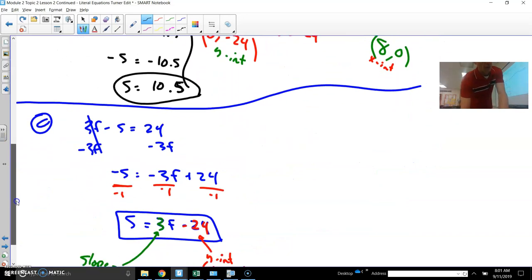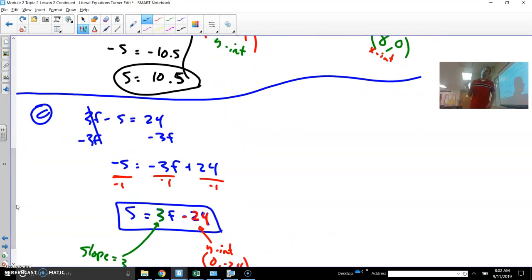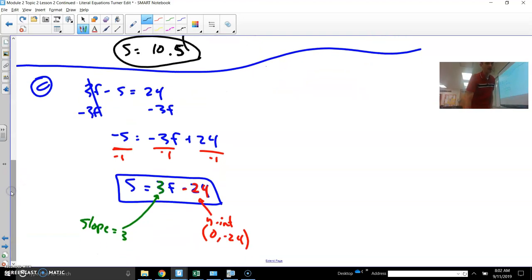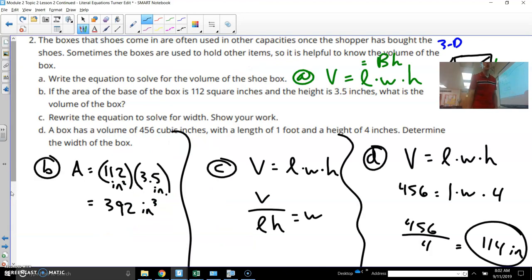The next part really wants us to basically tell what the slope and the y-intercept are. So we have to solve out of that equation, and I try to get s by itself here. So I subtracted 3f to the other side. I divided by -1, and you end up getting that the shoe size is equal to 3 foot lengths minus 24. So that slope of 3 and that -24, those represent our slope and our y-intercept in the equation.